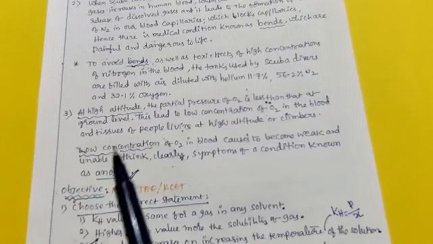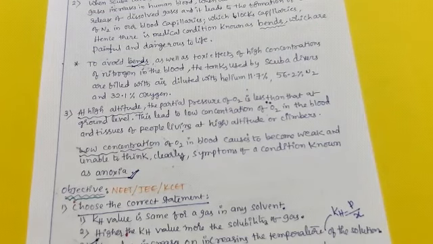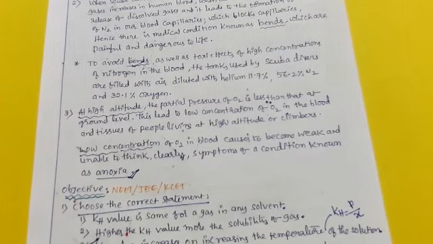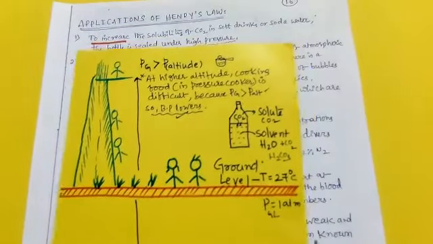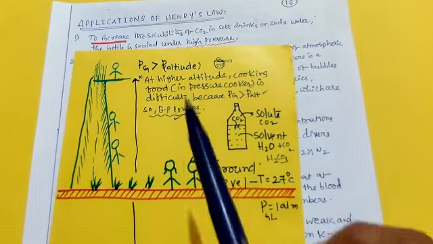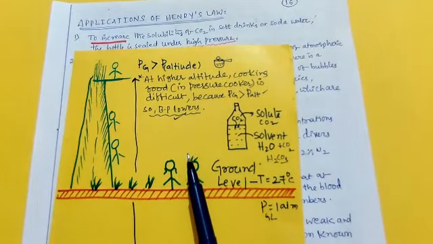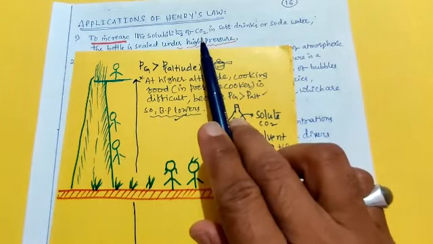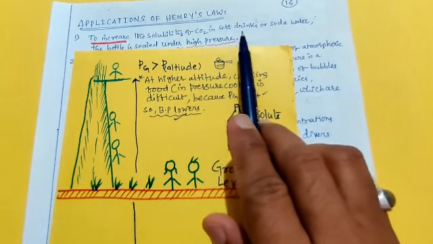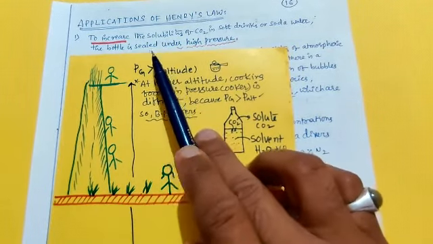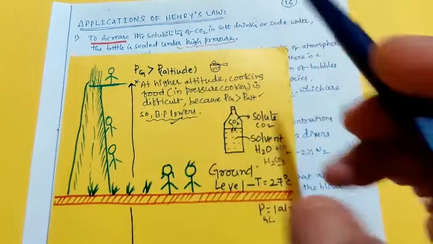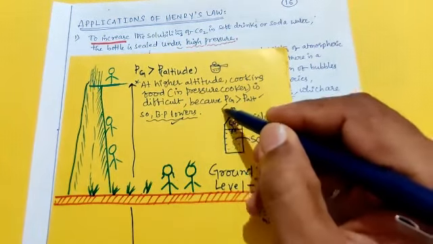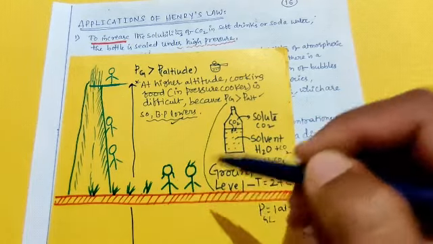Okay, students. For this, I'll give a simple explanation. See here. First one is to increase the solubility of carbon dioxide gas in soft drinks and soda water. The bottle is sealed under high pressure. See here, students, this diagram, this simple explanation.